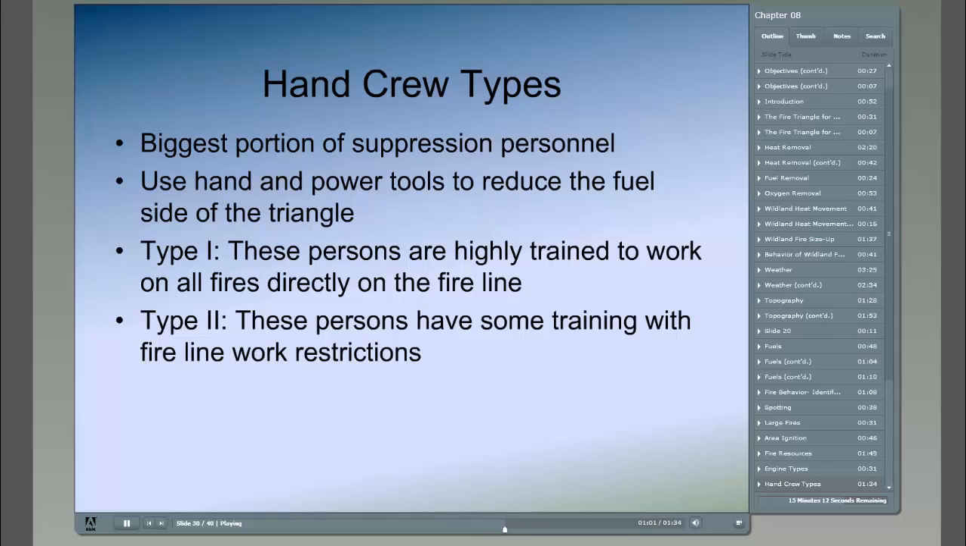There are 2 classifications of hand crews. Type 1: these are highly trained persons able to work on all fires directly on the fire line. In Type 2, these persons have some training with fire line work restrictions. Hand crews can work with engine companies assisting in bringing hose line or assist a bulldozer by following and picking up any fire missed by the bulldozer blade. Hand crews also need to perform cold trailing to make sure the fire is completely out.